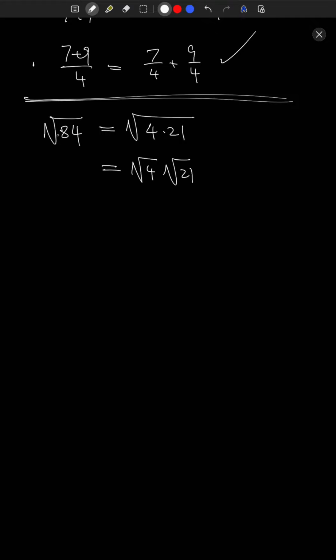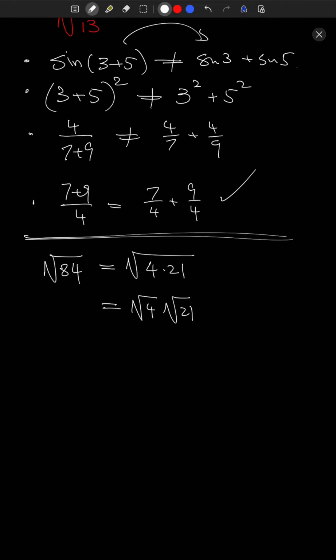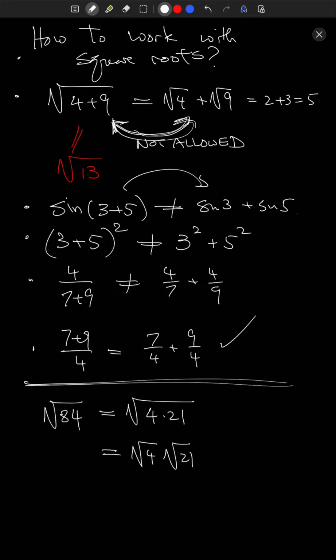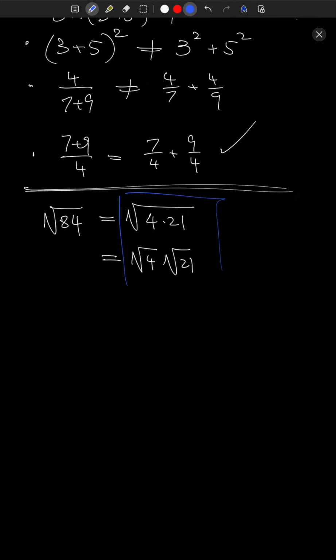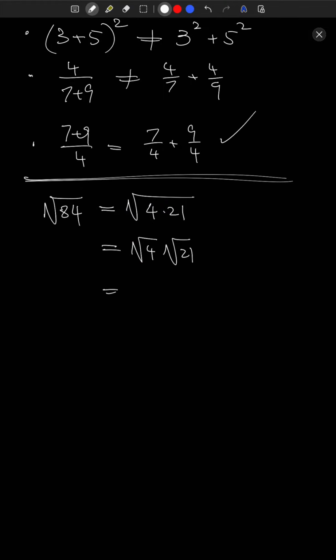So you're allowed to split square roots multiplication-wise, but definitely not in terms of addition. So this one up here, absolutely false. But this one down here, absolutely true. Square roots interact very, very well with multiplication. And here's the reason why I wanted to deal with the fours: square root 4, I know, is going to be 2. So this is 2 square root 21.